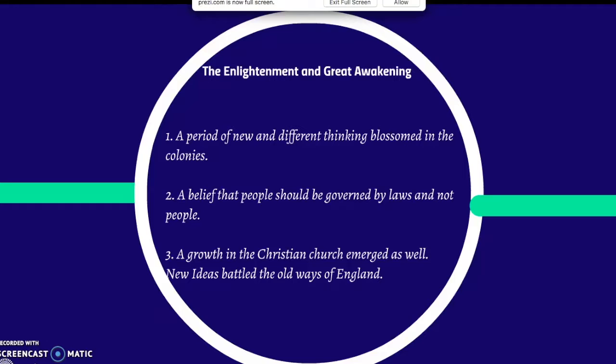Furthermore, a Christian church emerged where new ideas battled the old ones that had come from England. As more and more Protestants who were rebelling against the Protestant church and Catholic church in England found roots in America, they started to push people away from British rule and belief.